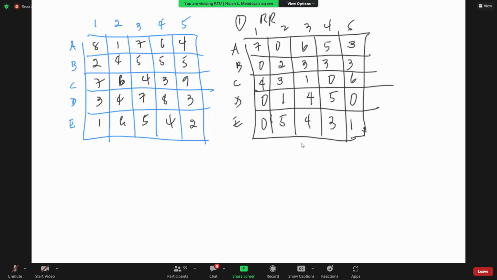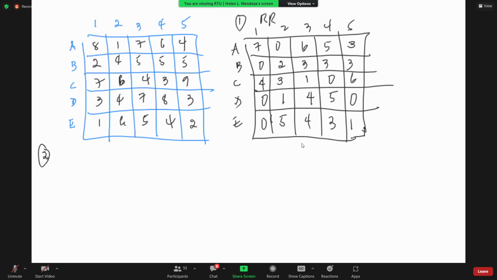So, tama, no? For letter D, 3 is the smallest, so we have 0, 1, 4, 5, 0. And for letter E, the smallest is 1, so we have 0, 5, 4, 3, 1. So, tama po ang ating reduction ng row. Let us proceed with the second.